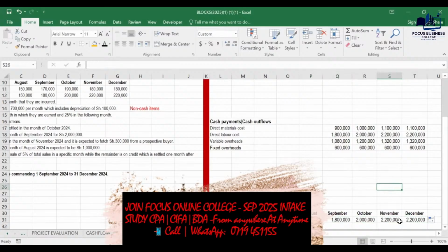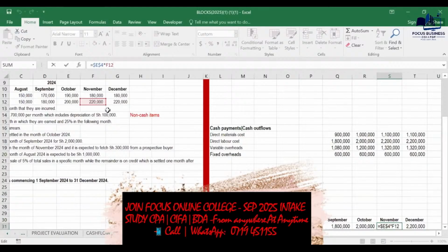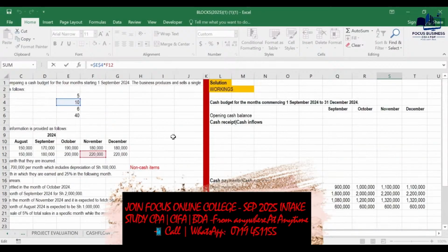We can be able to confirm whether these figures are correct. For example, how has this figure been computed? I highlight that cell, and then I come up here, and I'll be able to see how the figure has been computed. So you can see what has been used. Units produced in November, which is correct, times this one, which is also correct.